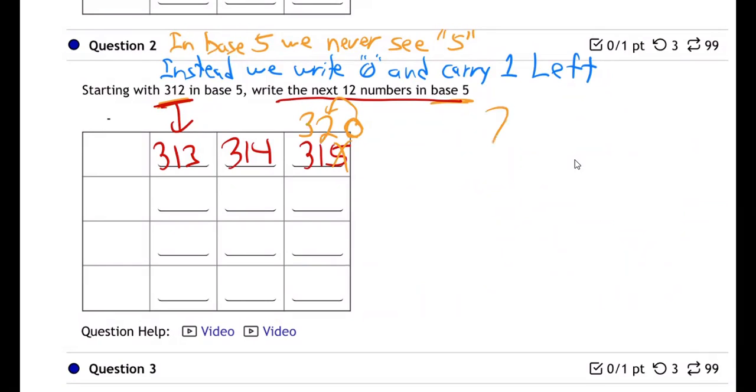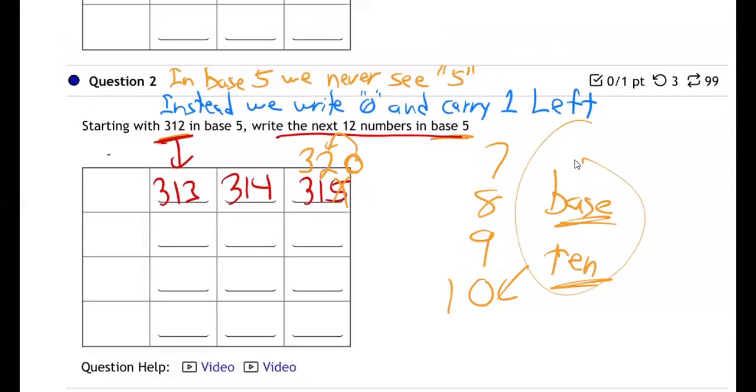Think about it. 7, 8, 9. What comes next in our system? You write a 0 and you carry. When? When you hit 10, right? Because we have a base 10 system, don't we? So when you hit the base amount, in base 10, when you hit 10, you have to move into the next column. You have to write a 0 and carry 1 to the next column.